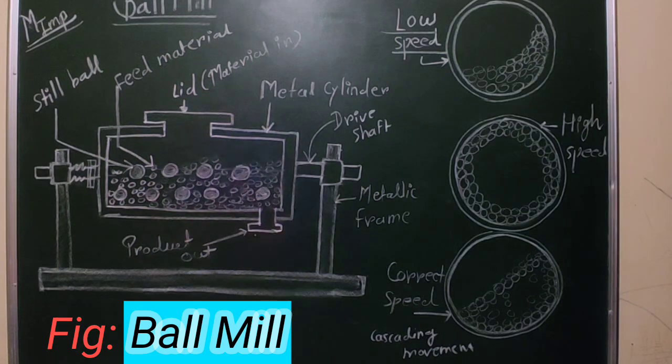The disadvantages of the ball mill: high energy consumption, because the operation or working of this ball mill requires high energy. Then potential for contamination, meaning contamination due to the balls is possible. Then milling time is long. This is also one disadvantage, and regular maintenance is required due to wear and tear.